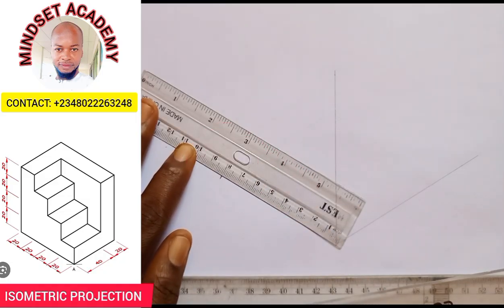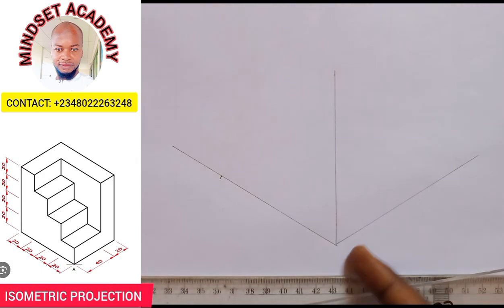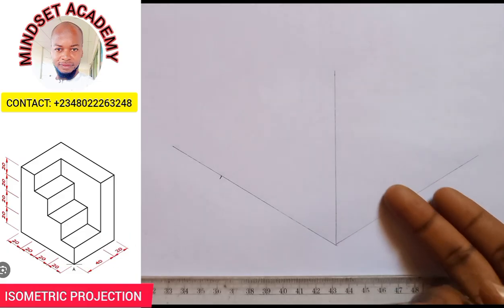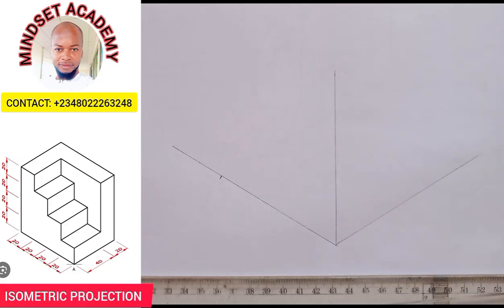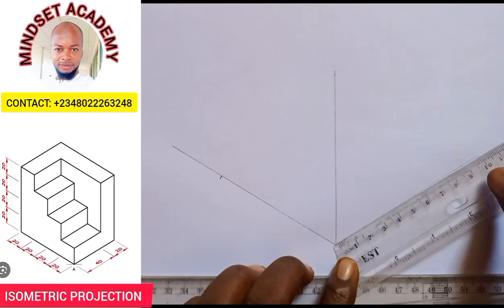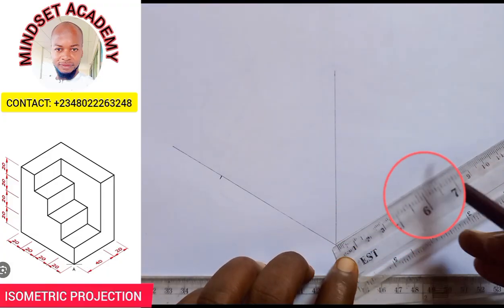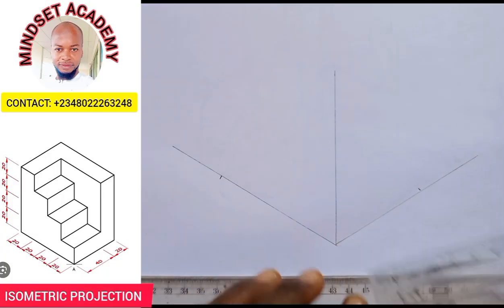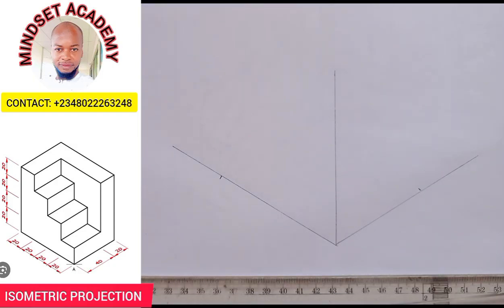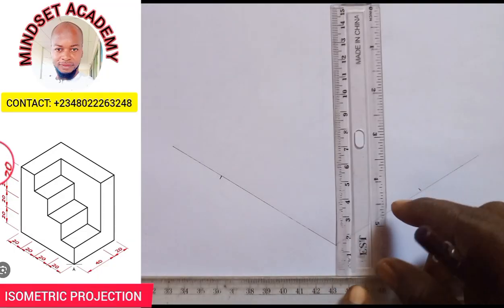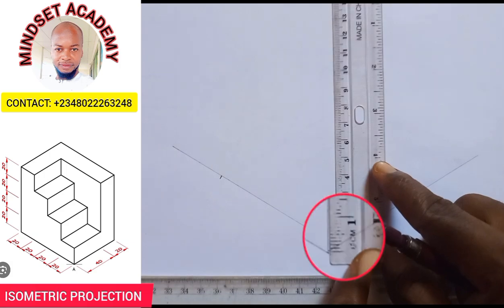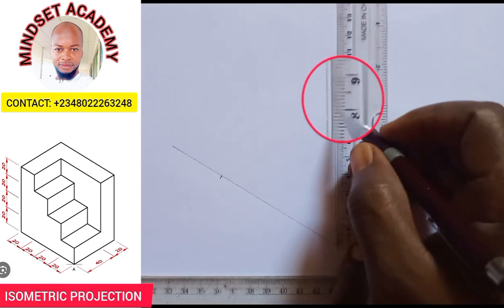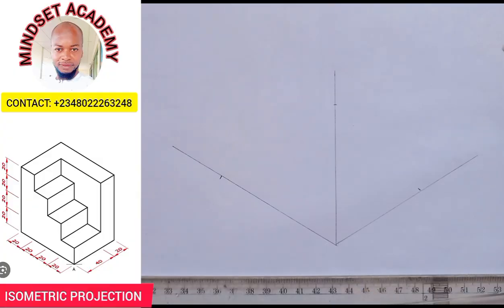That is 80. And the entire width here, where my arrow is pointing, which is this side, is 40 plus 20, so we are going to measure 60, from 0 here to 6. That is 60. And the entire height is the vertical one here, and that is 20 plus 20 plus 20 plus 20, which is still 80. So I'll take 0 and measure 80. Hope you can see that.